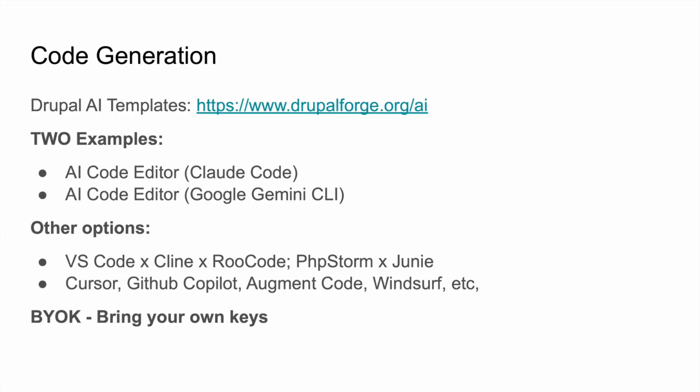For code generation, normally what you have to do is you have to install stuff on your laptop or on your desktop. You have to install Claude Code or Google Gemini CLI and other things. So you have to go get Cursor, and you have to install stuff on your desktop. I am always afraid of installing stuff on my desktop because I don't want to mess with it, right? Because this is my work desktop.